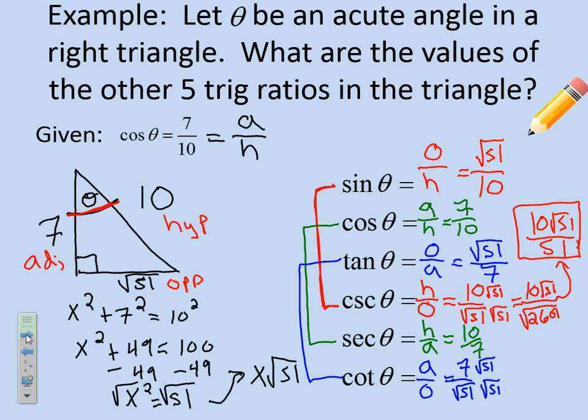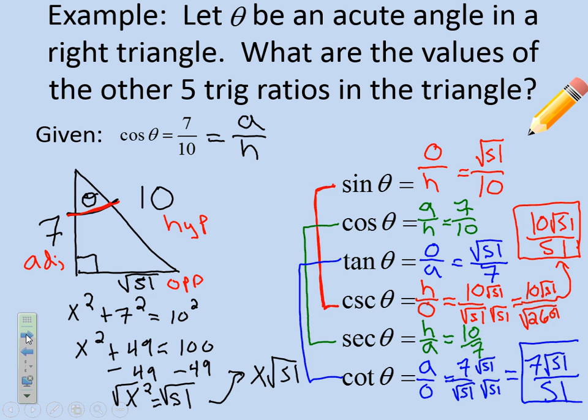Square root of 51 on the bottom and the top. Now, if you guys have noticed, when we do this, I'm going to have 7 square roots of 51. And on the bottom, it always ends up being the same number that was being multiplied times each other. So I'm going to write 51 right away. And there's our answer. There are 6 trig ratios.